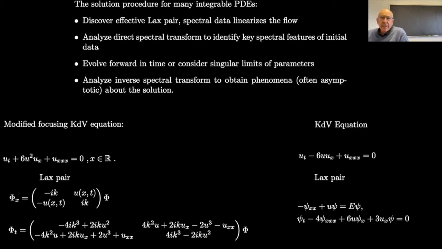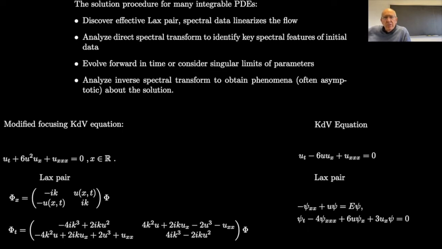One carries out an analysis of the direct spectral transform to try to see key spectral features of the data, and then use that for either good or evil, depending upon which side you prefer to be on. Maybe you want to study the behavior of solutions under singular limits, or long time behavior.